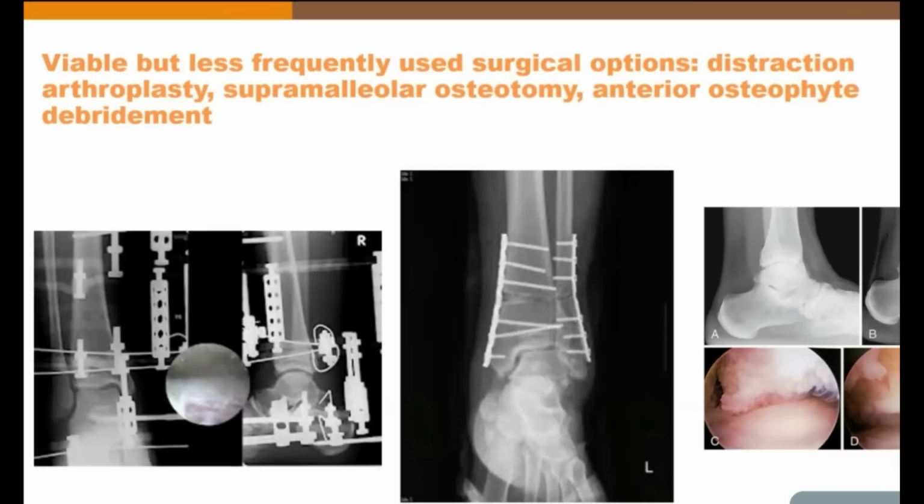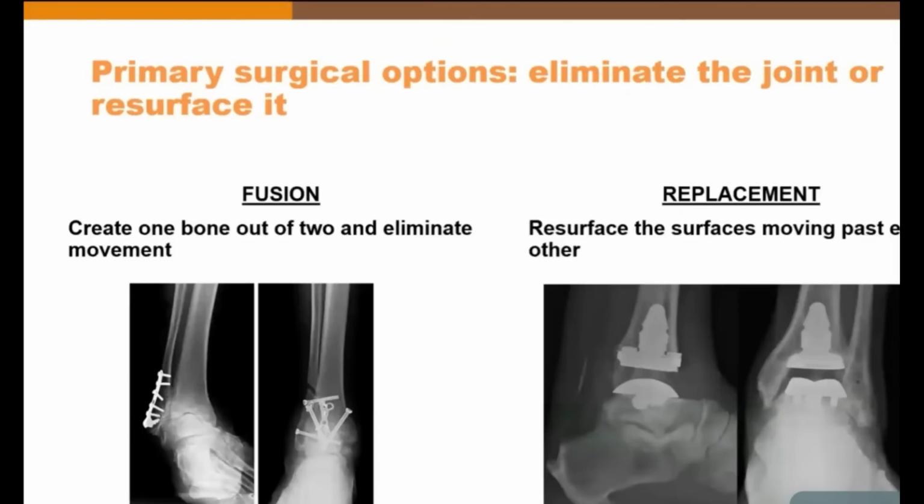And on the right is a demonstration of a predominantly anterior ankle arthritis, which has led to anterior osteophytes, which have been debrided predominantly to treat decreases in ankle dorsiflexion and symptoms that are localizing to the anterior ankle joint. So while all those are out there, ankle fusion and ankle replacement remain the two major options.